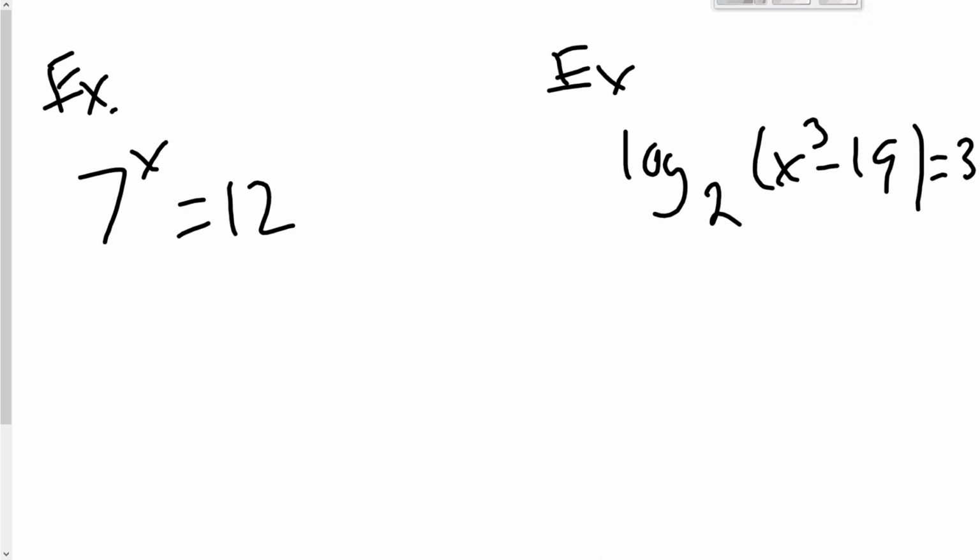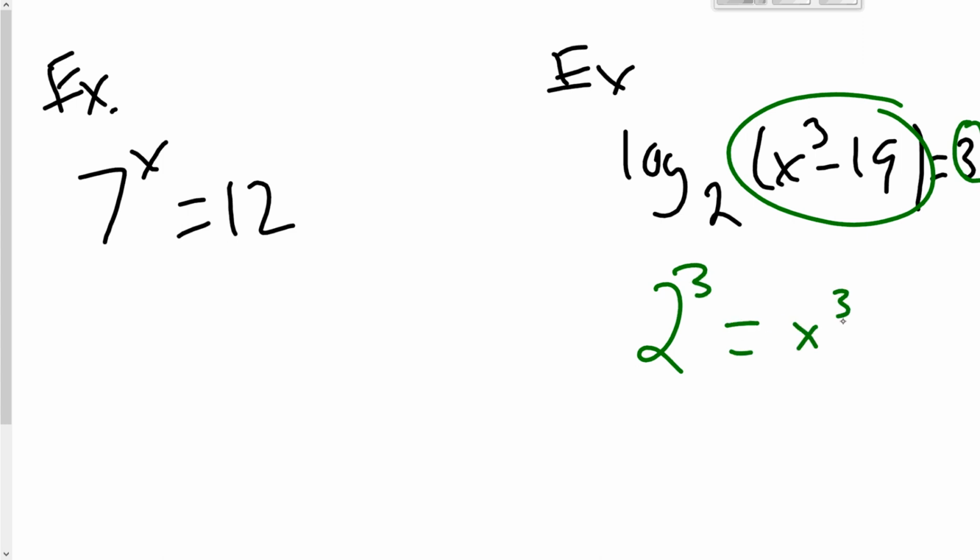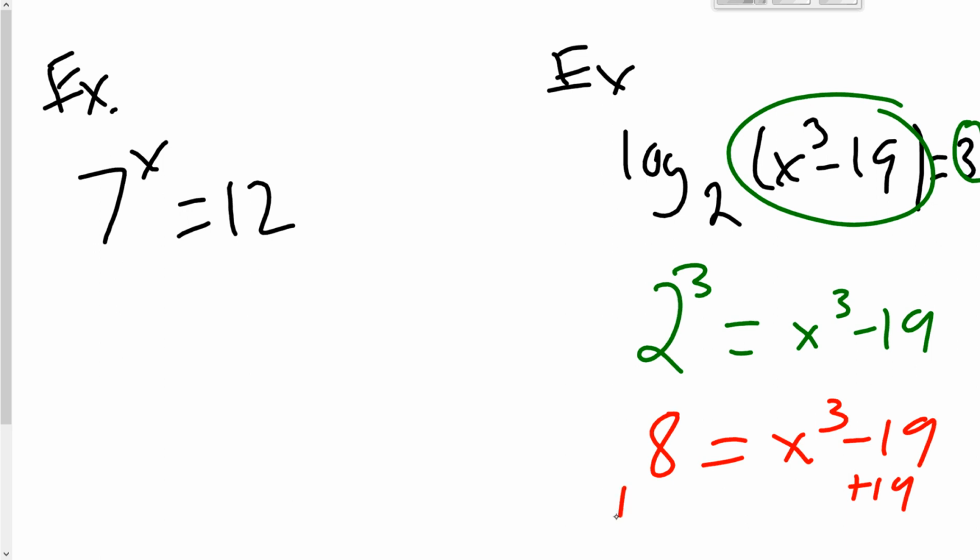So first thing, because the log is by itself, we can really just switch to exponential form. So we go ahead and use our base, and then these two switch spots, right? 2 raised to 3 equals x cubed minus 19. Now we can just go ahead and solve. 2 to the third is 8. And then I can add 19 to both sides. And then we get 27.